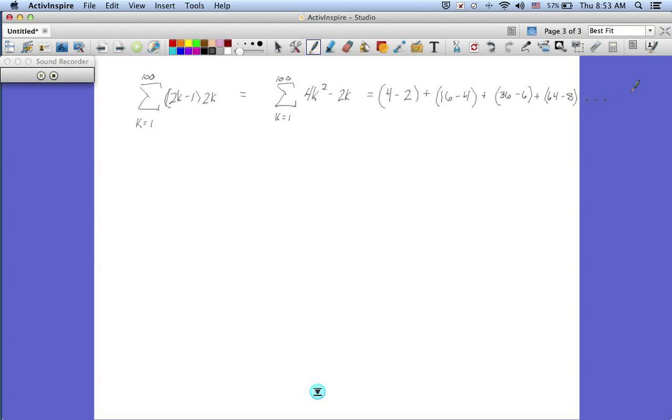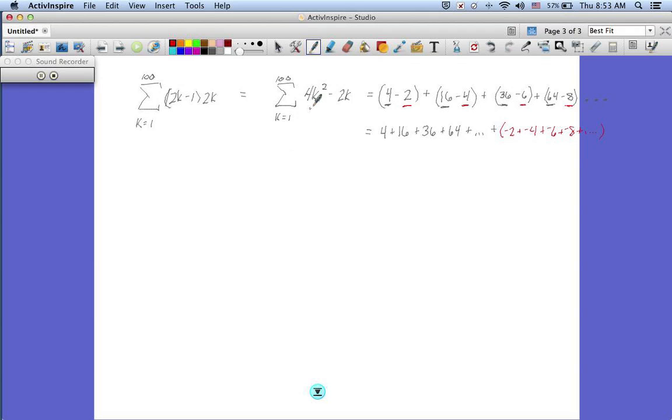Dot, dot, dot. That's going to keep going in the pattern, but notice what's happening here. My first pattern, 4k squared: I have 4 plus 16 plus 36 plus 64 plus dot, dot, dot. That's all these guys right here. And then I'm going to add all of these guys: negative 2, negative 4, negative 6, negative 8, dot, dot, dot. It doesn't matter the order in which I add them.